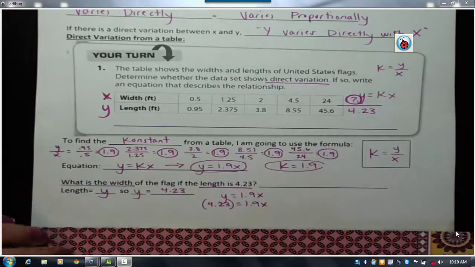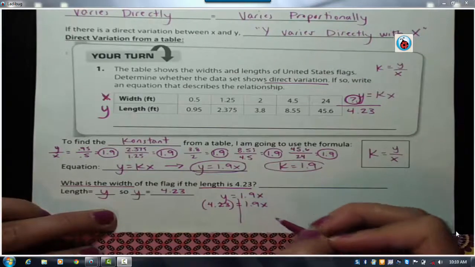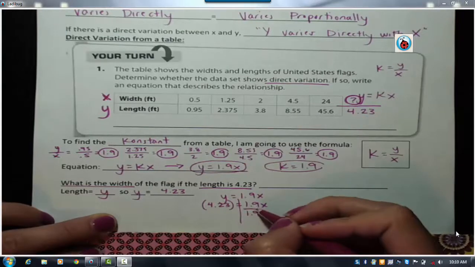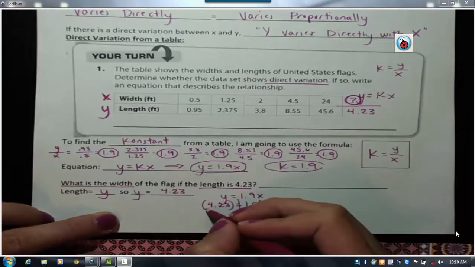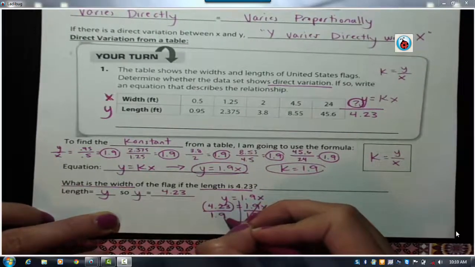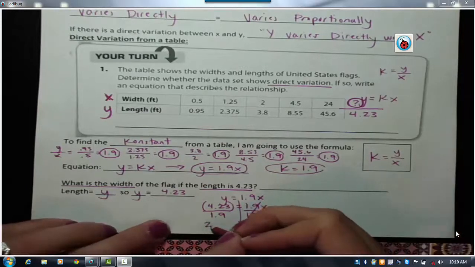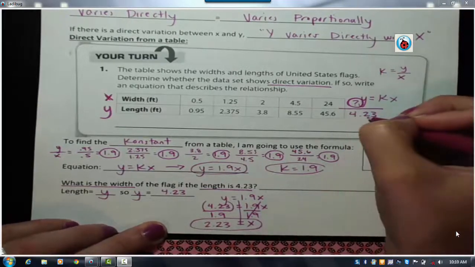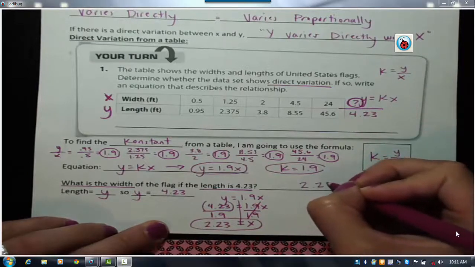Now this is a one-step equation. So now to get x by itself, or to isolate x, right now the operation is multiplication. So the opposite or inverse operation of multiplication is division. So I'm going to divide 1.9 divided by 1.9, which equals 1, which cancels out, so x is isolated. Whatever I do to one side, I have to do to the other side. And when I enter this into my calculator, my answer is going to be 2.23. So the x value when y is 4.23 is going to be 2.23.